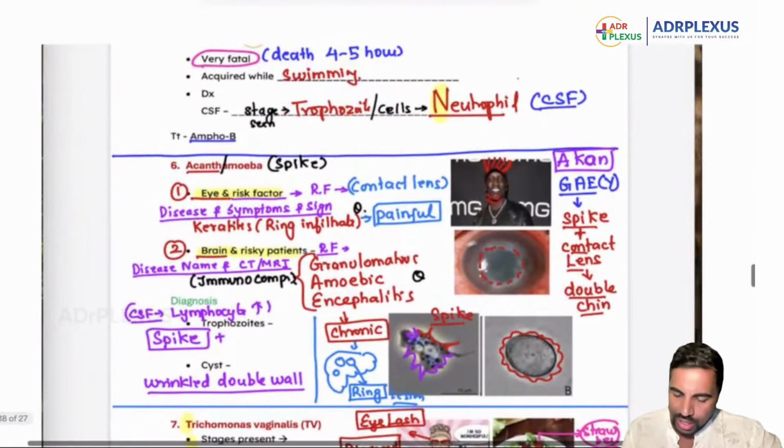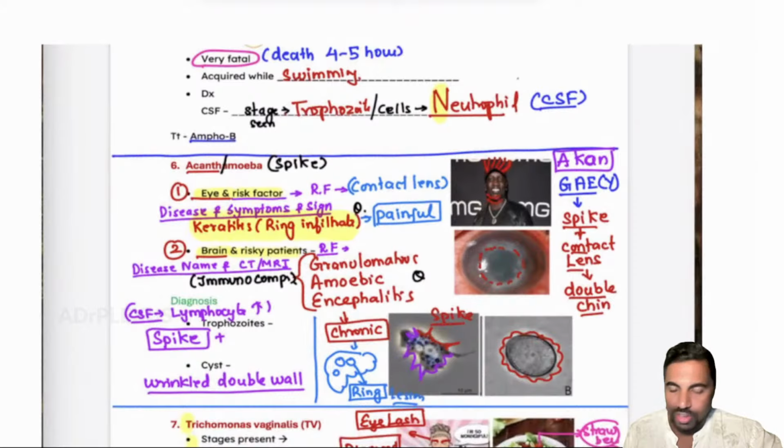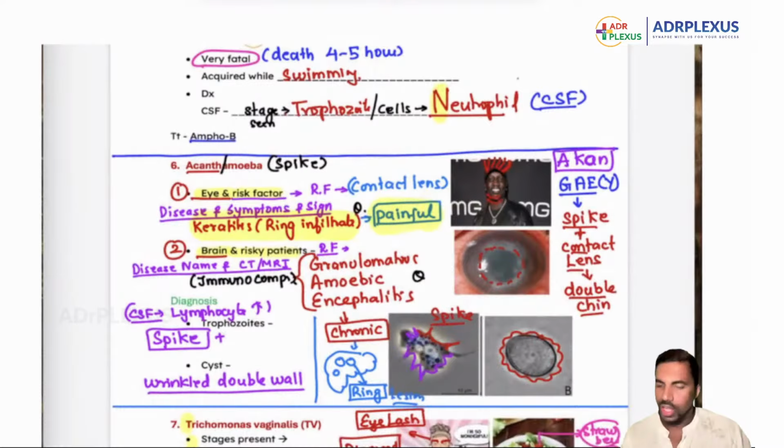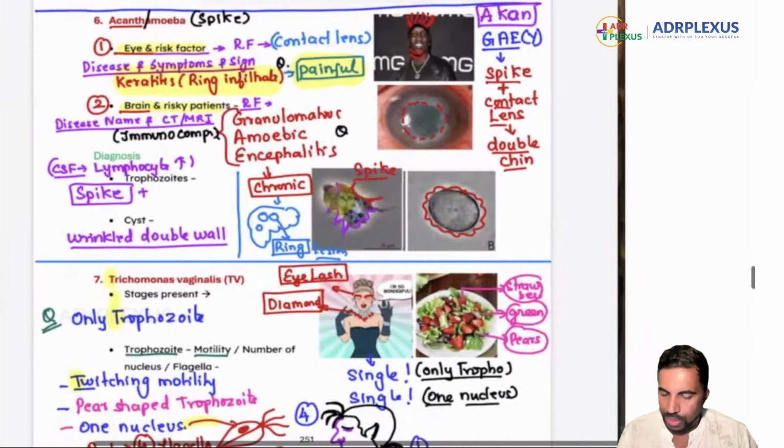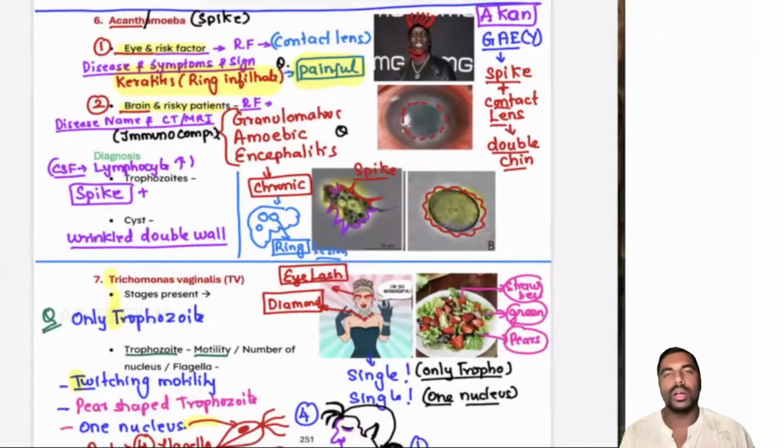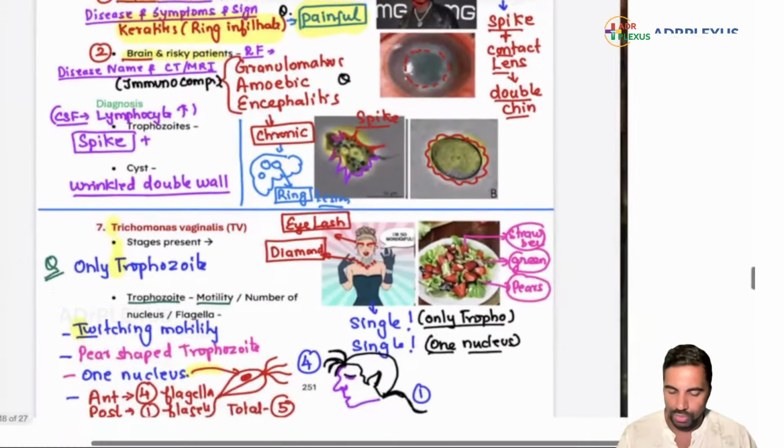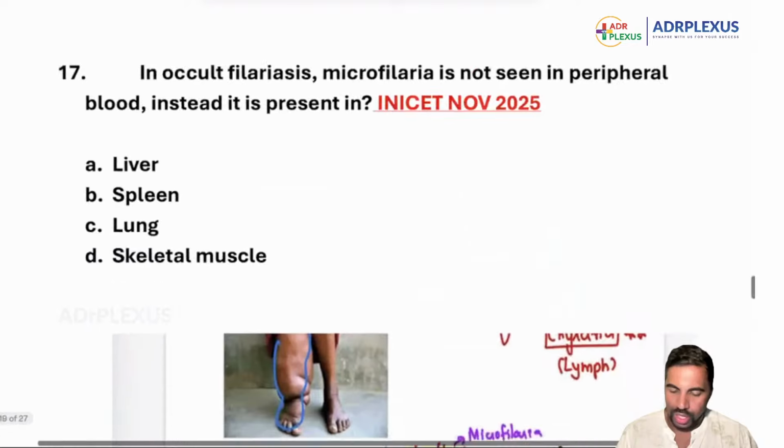Everything was there. We said Acanthamoeba means ring keratitis, ring infiltrate, and we said it's very painful. Whatever they've given, every point was there already. And whatever picture they've given here, if you do fluorescence, you can get that picture. So a lot of clues were there. Very good.